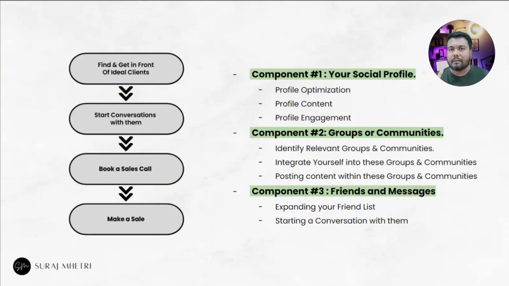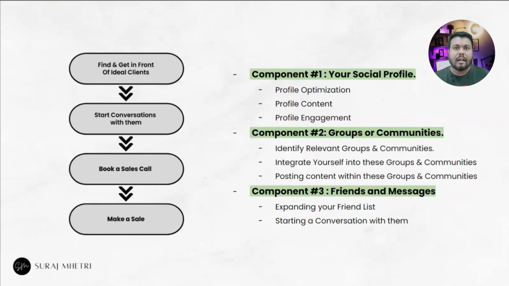That is the basic view of your client attraction process. What you need to get clients are the 3 components: a social profile, groups and communities, and your friends and messages. But again, it still looks like a puzzle. You have all the pieces of the puzzle now: your social media profile, groups, communities, and friends and messages. And now it's time to solve this puzzle.